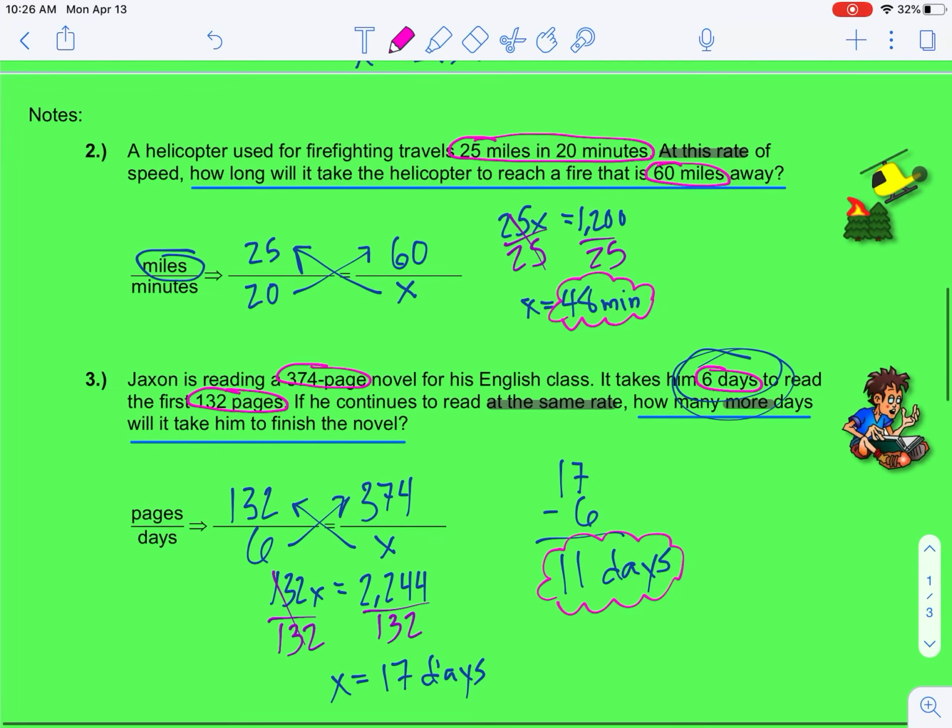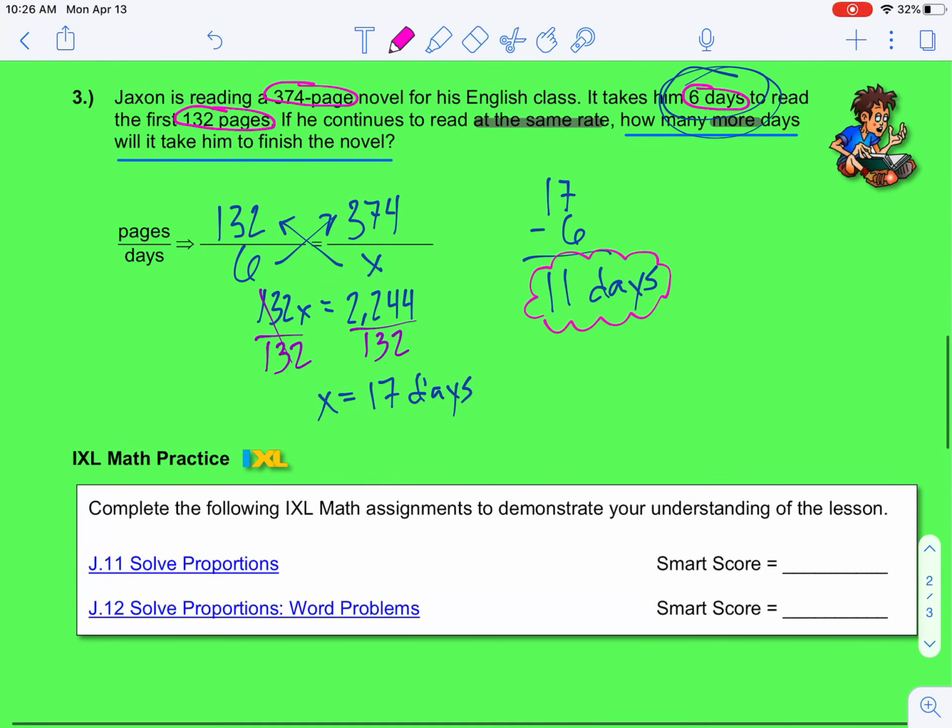All right, that's all I have for you today. You do have a couple IXLs you need to do. J11 is really easy, cross multiply and divide. J12 is also cross multiplication and dividing, but you need to set up your proportion right first. So make sure that you know the 2 different units that you are comparing and set it up nice and neat and organized, and you'll be sure to do a great job. Let me know if you need any help. Peace.